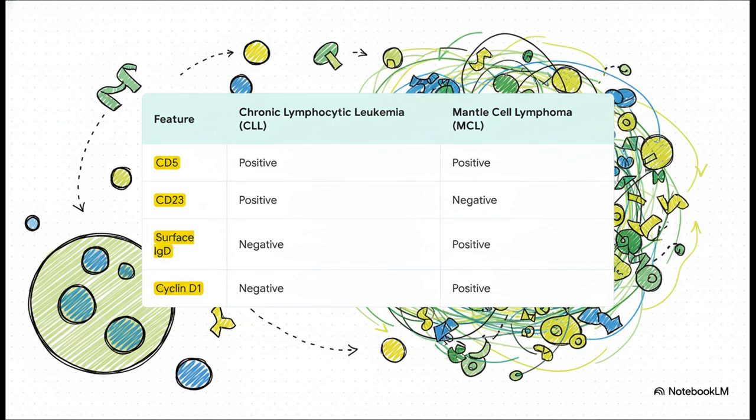The key differentiators are right here on this slide. Mantle cell is CD23 negative, while CLL is positive. Even more, mantle cell is positive for surface IgD and a protein called cyclin D1, which is a key driver of cell proliferation. Both of those are negative in CLL. This right here is immunophenotyping in action, solving a real clinical puzzle.